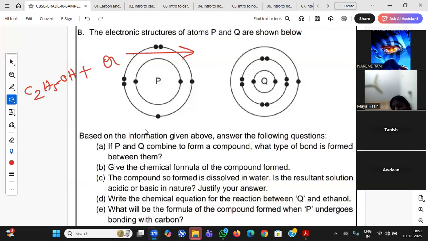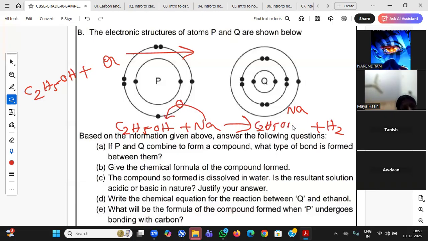Okay, so student, please try to remember. So just now, what are you thinking in your mind? You said something like Q is Na, P is O, right? So try to remember yesterday what did we learn? C2H5OH plus Na. What did we learn, student? So you see, alcohol is somewhat acid and base. Hydrogen gas will come, or else the Na is more reactive than hydrogen. C2H5ONa will come. Like that you remember.